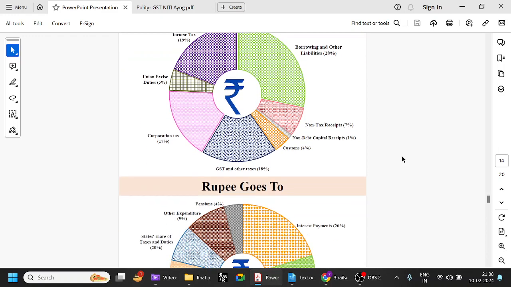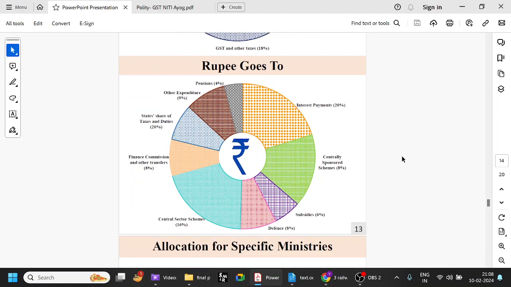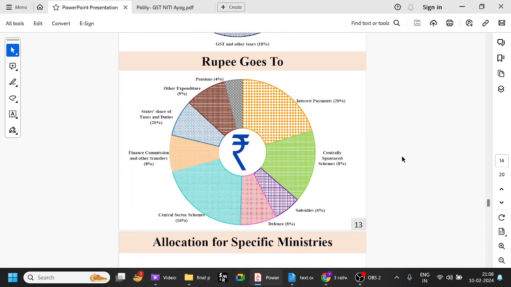So now where are we spending it? Okay, that is the revenue. Now what is the expenditure? So if you are bringing 28% borrowings, obviously a significant amount will also go back in the form of interest payments, right? So if you're bringing loans, etc., you have to pay the interest. So again, the highest percentage is going away as interest payments only, and also state share of taxes and duties, 20%.